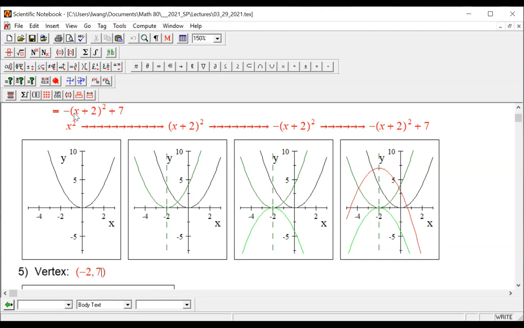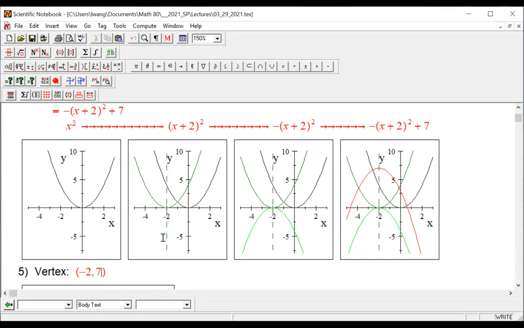Okay. You just have to figure out the number that makes the perfect square 0. And that number is negative 2. Do you guys follow me? That number is negative 2. And that's going to be the first coordinate, x coordinate, input coordinate of the vertex. And the other number is just whatever it is outside the perfect square. So negative 2, 7.